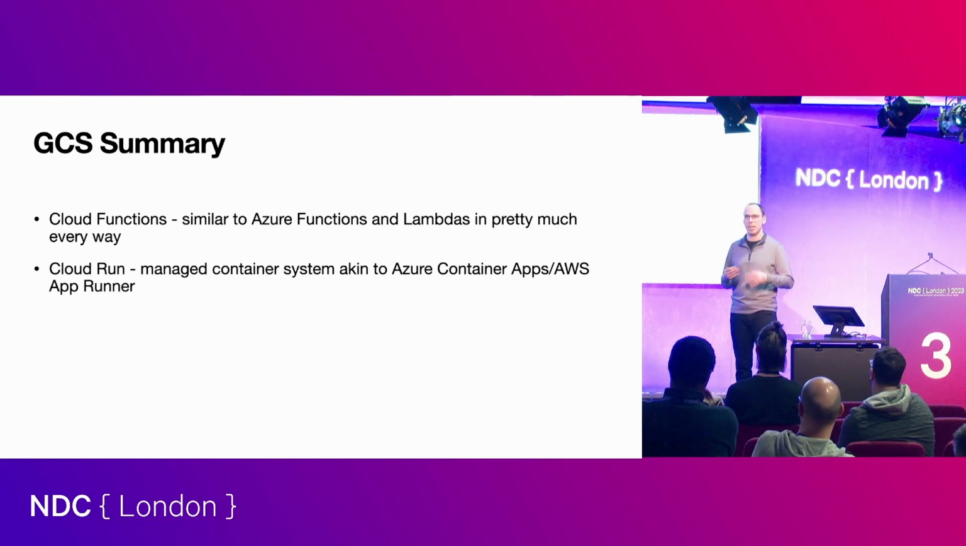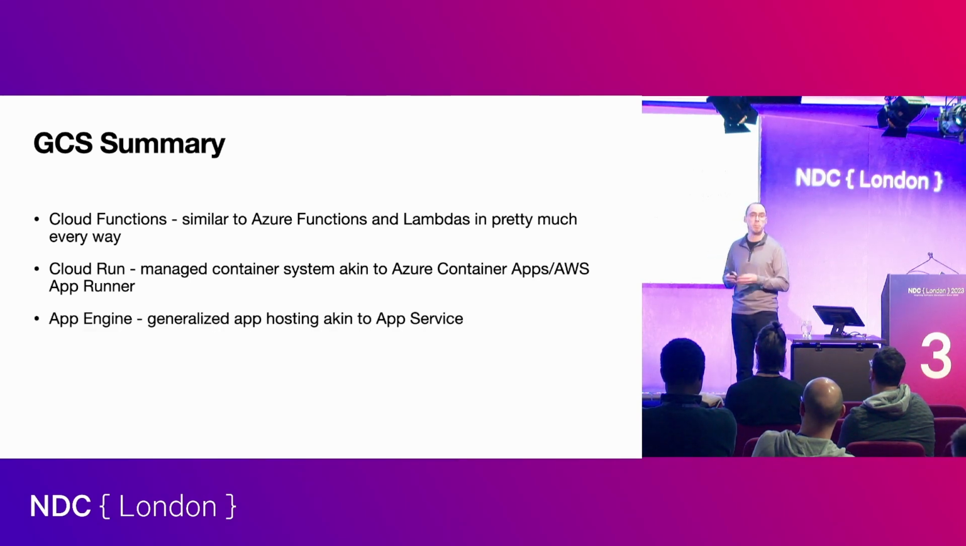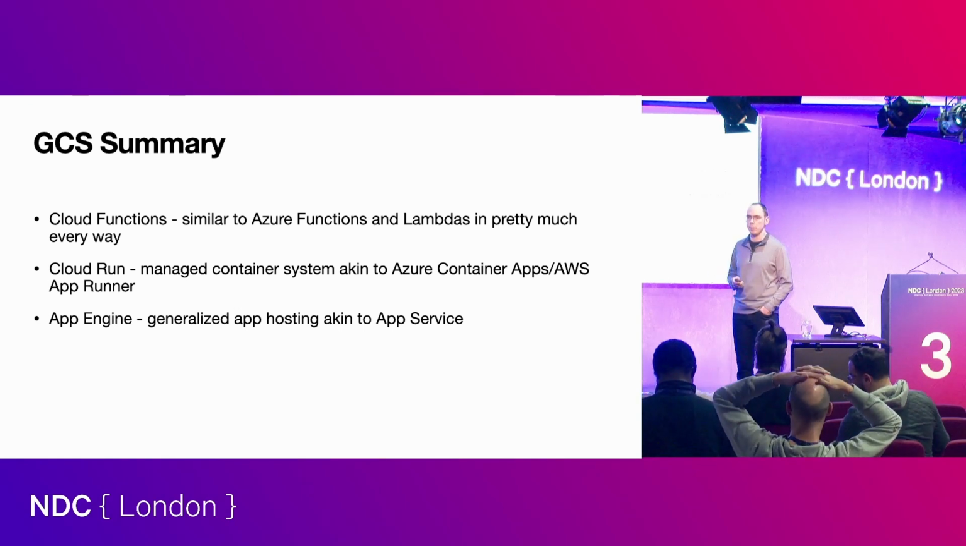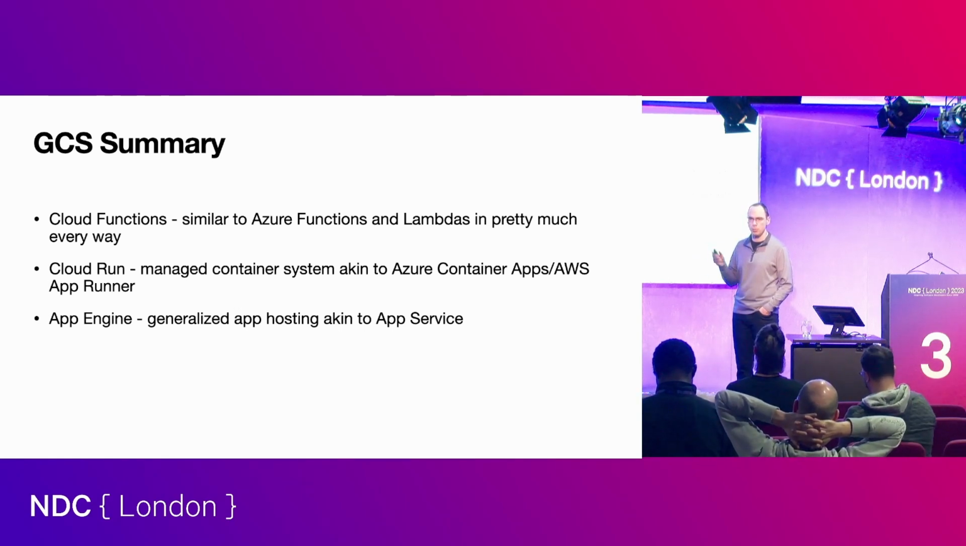Cloud Run seems to be the kind of container management solution that they use, as opposed to AWS and Azure that have a few different ones that kind of solve different things, which is fine. But they seem to have, I don't know if their products are just simply more condensed, for want of a better term. And then there's App Engine, again, generalized hosting akin to App Service. Did not try that. Same, I didn't try Elastic Beanstalk.